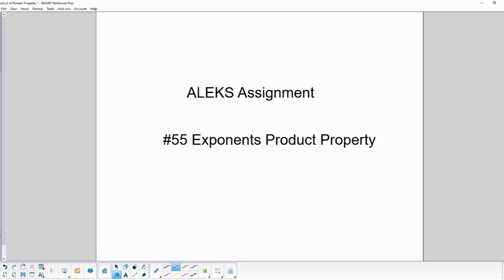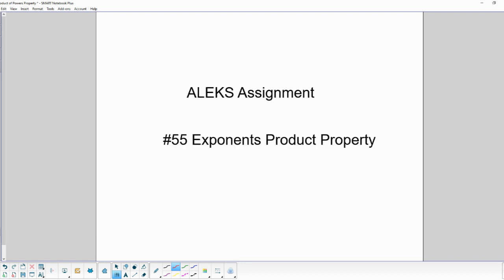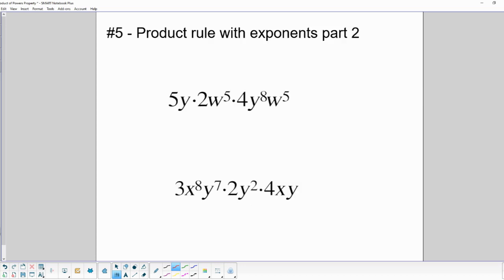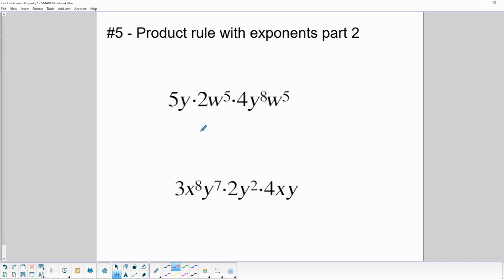Okay, let's just see. We got a couple more examples here. What about the product rule with exponents part 2? Well, that'll be coming up tomorrow, so we'll save that for tomorrow. In the meantime, we'll go ahead and solve those, and then we can watch them tomorrow before we do our next video.